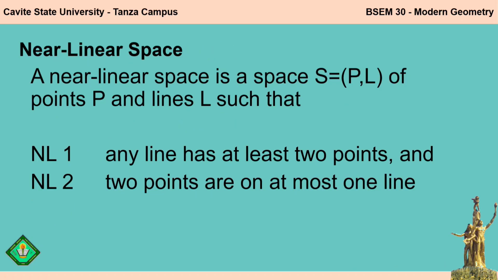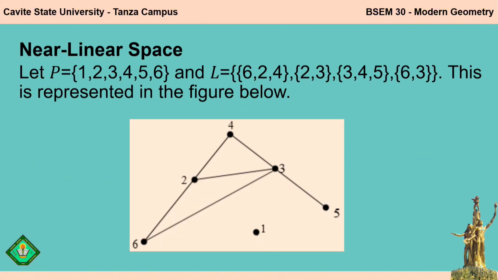Now let's have the near linear space. A near linear space is a space S of P, L wherein P stands for the points and L stands for the lines, such that any line has at least 2 points and any 2 points are on at most 1 line. Let's have this as an example.